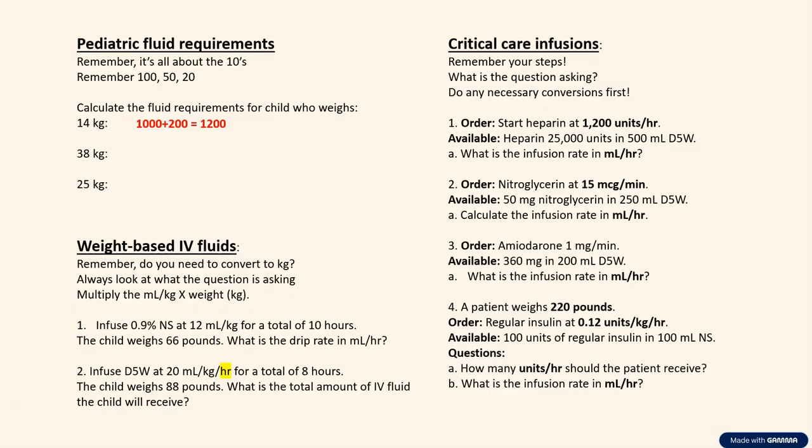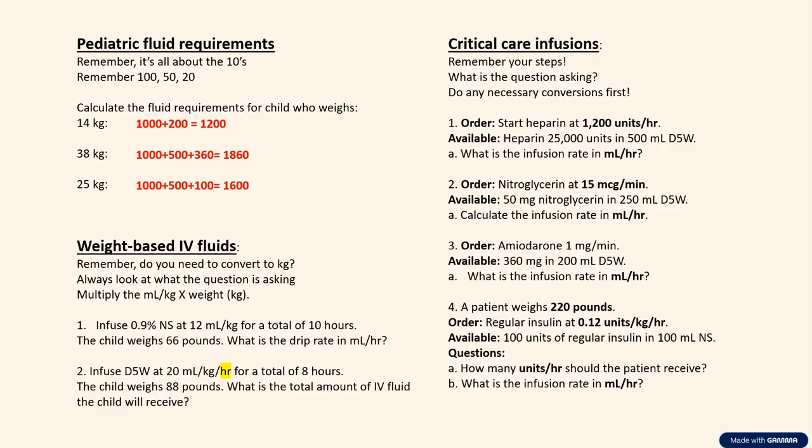38 kilograms. I've got 1,000 plus 500 because I've got 2 tens, and then I've got 18 remaining kilograms that I'm going to multiply by 20 for a total of 1,860. And finally, 25 kilograms. Okay, I've got 2 tens and a 5. So I've got 1,000 plus 500 plus 100 for a total of 1,600 milliliters for daily fluid requirements.